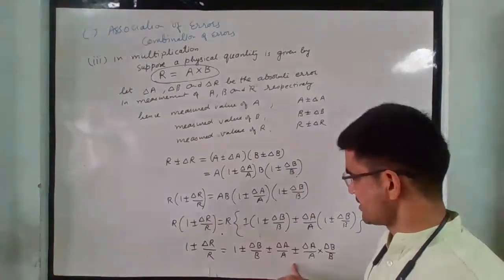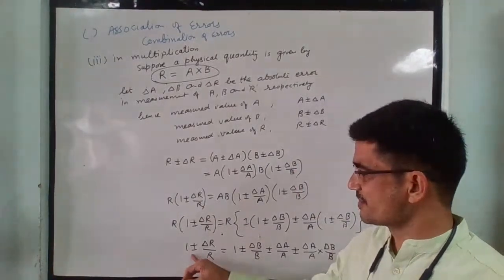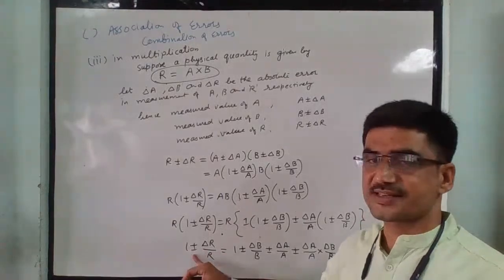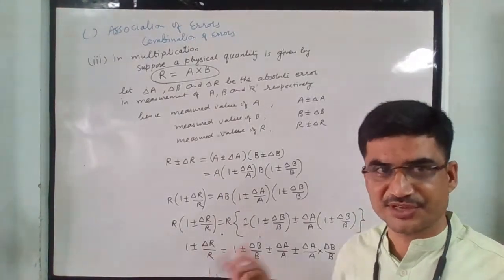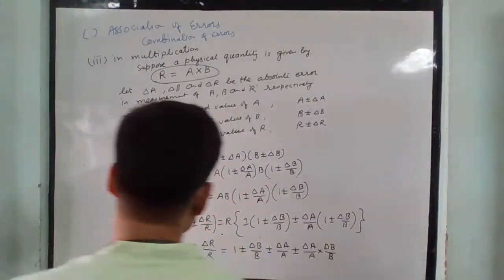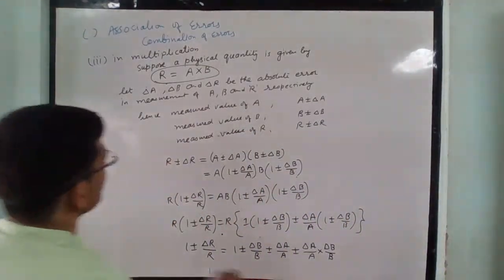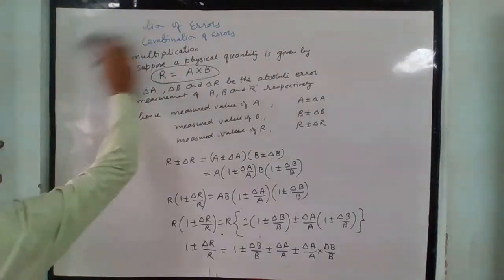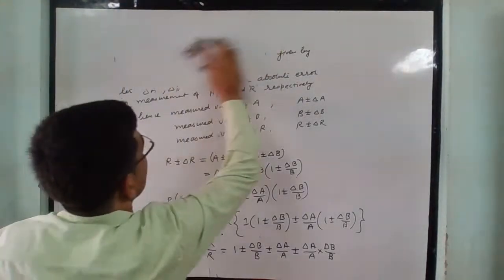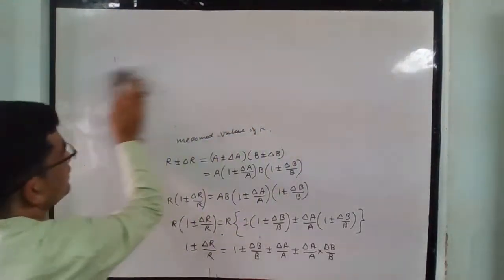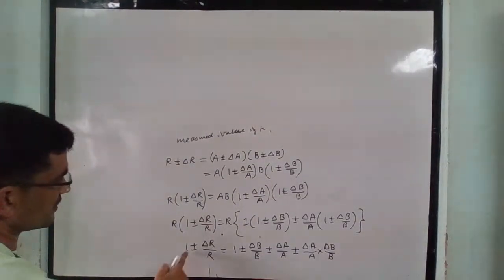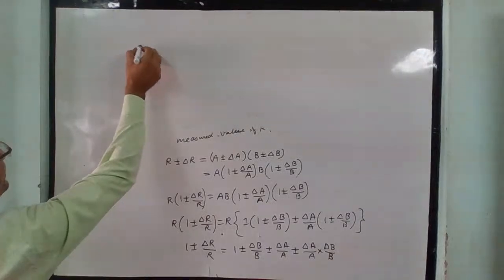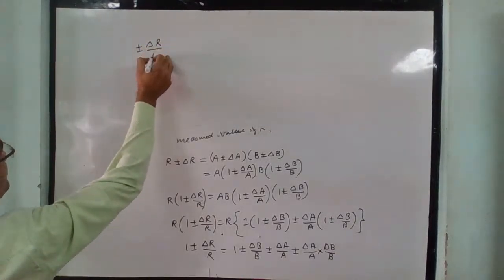Now just observe this result. Here 1 can be cancelled out. 1 minus 1 becomes 0. And the result here is delta this here. One will be cancelled out. We will get plus minus delta R upon R.